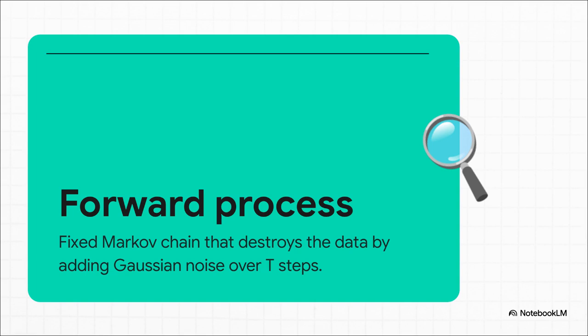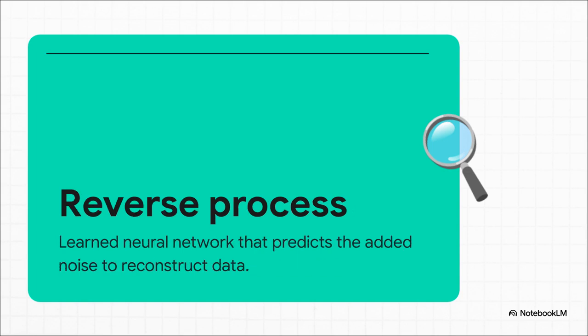Crucially, this is a fixed mathematical process. There's literally no machine learning happening here yet. We are just predictably destroying the data. Then comes Act 2, the reverse process, denoted as p theta. This is where the magic actually happens.